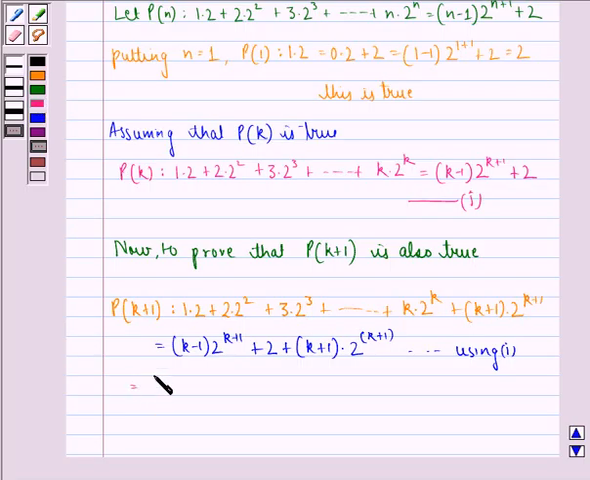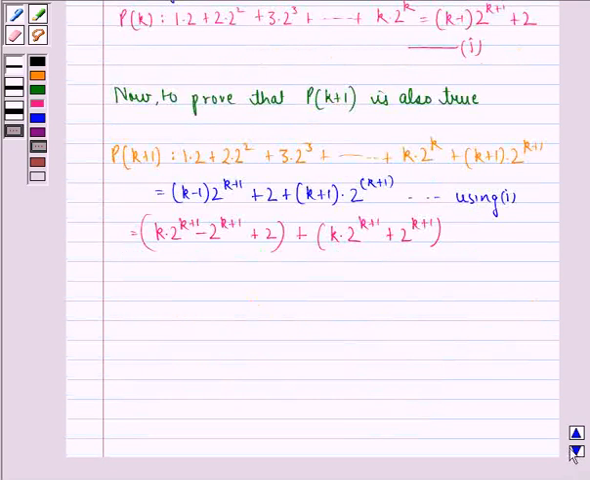This is same as [k into 2 raised to power (k plus 1) minus 2 raised to power (k plus 1) plus 2] the whole, plus k into 2 raised to power (k plus 1) plus 2 raised to power (k plus 1). This is same as 2 into k into 2 raised to power (k plus 1) plus 2.